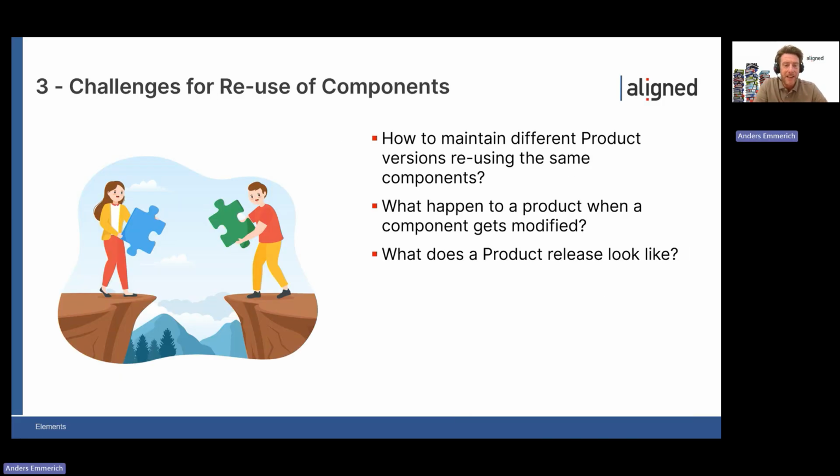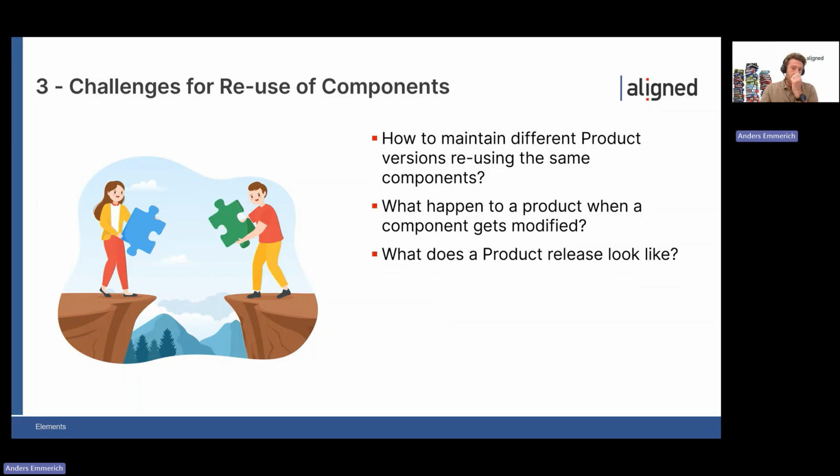Now, reuse usually also comes with some kind of complexity. You will have to have an idea of how different products can reuse components that are evolving over time. We need to have some kind of versioning going there. And what happens to a product when a component gets modified from a neighboring product? Can we keep track of that, or can we separate that in a good way? And also, how do you pull in all the documentation when you do a proper product release?